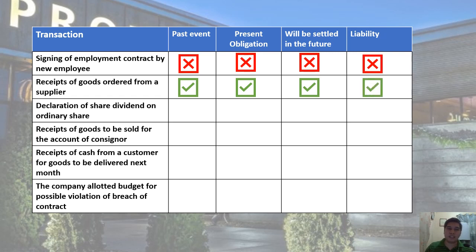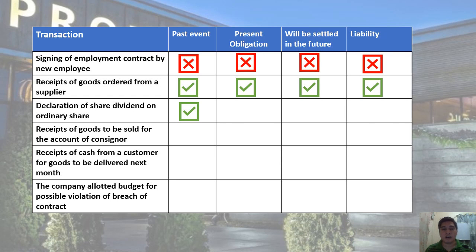Then third one, declaration of share dividends on ordinary share. Do we have a past event? Our past event is the declaration of share dividends. I think we already studied this in our corporate accounting, wherein if there is a declaration of dividend, then it is considered a past event and we need to recognize a liability.